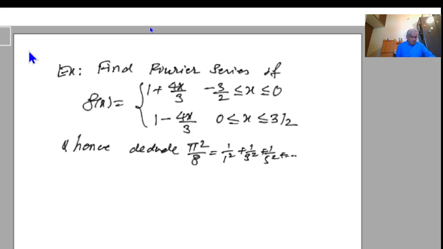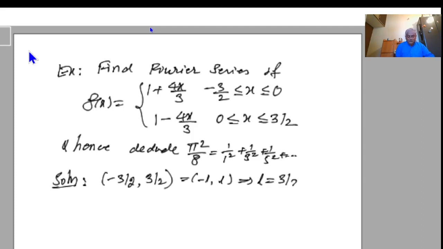So here the function is defined in minus 3 by 2 to plus 3 by 2. So that is minus L to plus L. So this implies L is equal to 3 by 2. This is minus L to plus L. Okay.